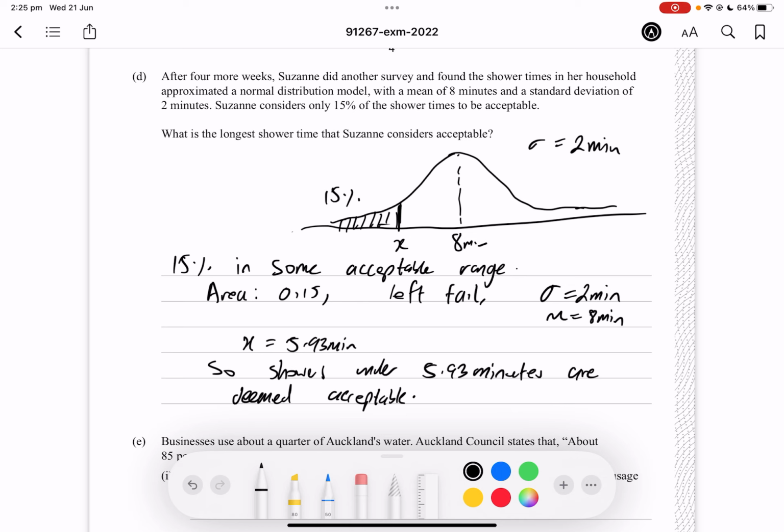And this will be the final answer here, and this is a merit level question with a correct final value of 5.93 minutes. That's a merit. To get an achieved grade here, if you only have a correct answer only, that could be an achieved. Or if you find a Z value of negative 1.036, so if you're converting it to a standard normal with mean of 0 and standard deviation of 1, if you get a Z score of negative 1.036, then that's an achieved.